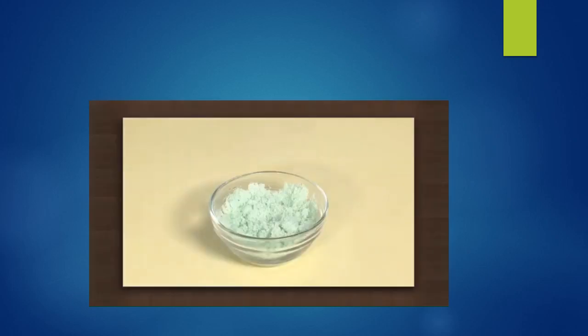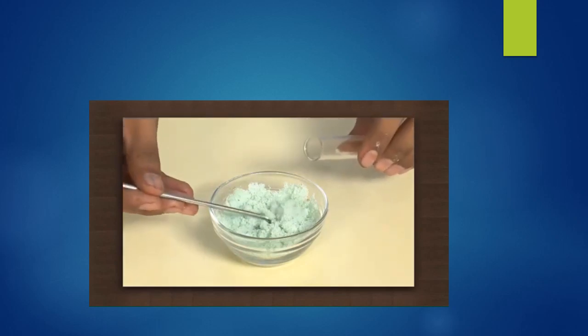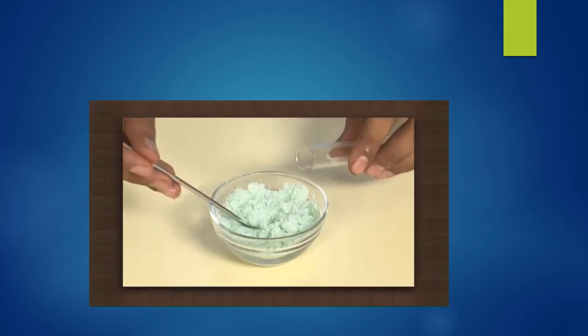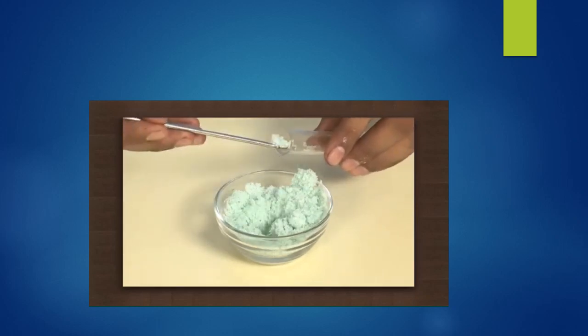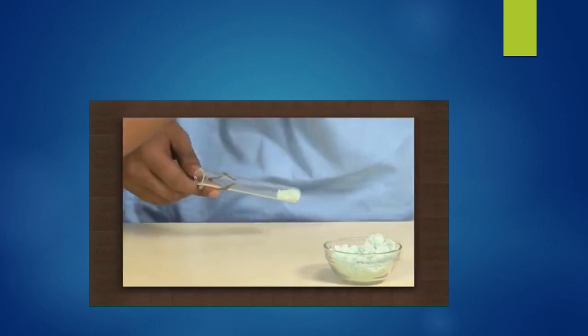A decomposition reaction is one in which a single reactant breaks down to simpler products. Here is one such example. We have some ferrous sulfate crystals. Take the ferrous sulfate crystals in the test tube. Heat it over the flame.